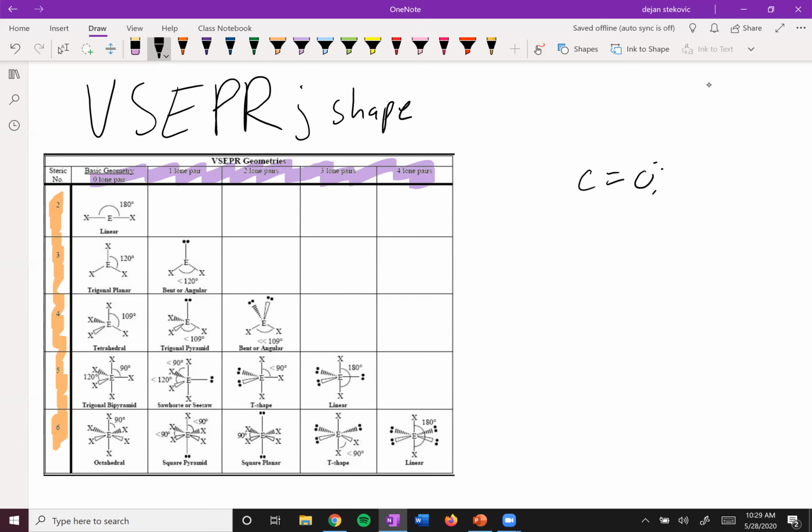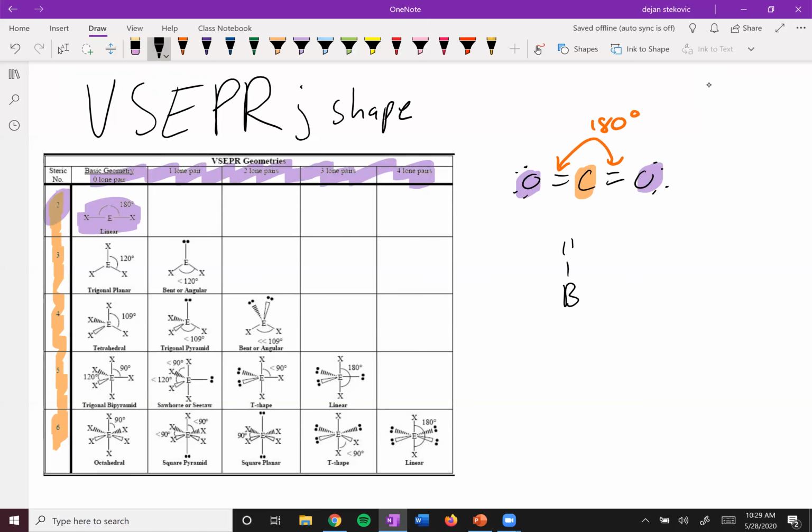So we see here the Lewis structure for carbon dioxide, right? So this central carbon is what we're concerned about. It has two things around it, right? It has two atoms around it. So we find two atoms and it has no lone pairs. This is a linear structure with a 180-degree bond angle. So that should be pretty simple.